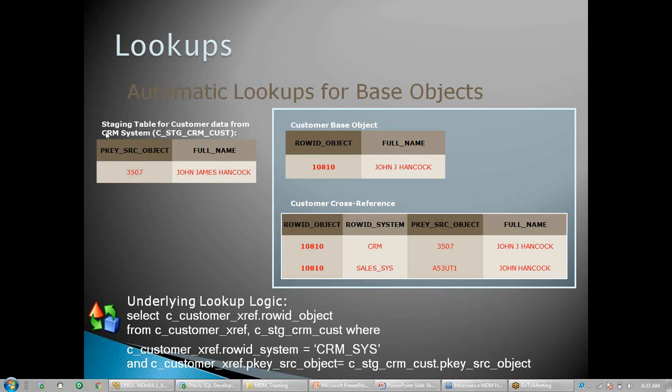And on the left hand side, this is a staging table, C underscore STJ underscore CRM underscore customer. So this is a staging table of customer from the CRM system. I am loading data from the staging table to the base object table.